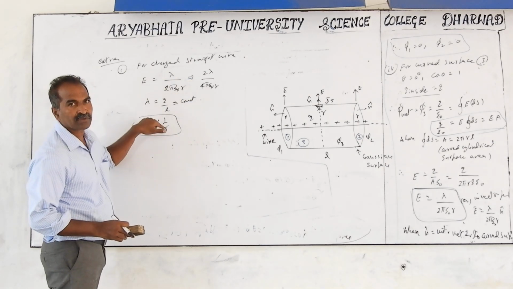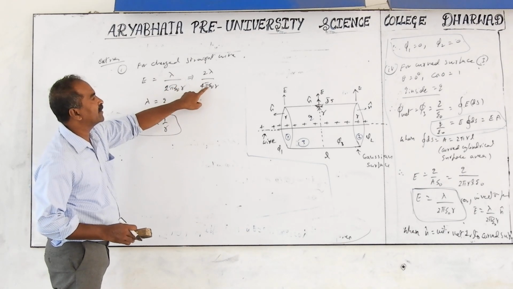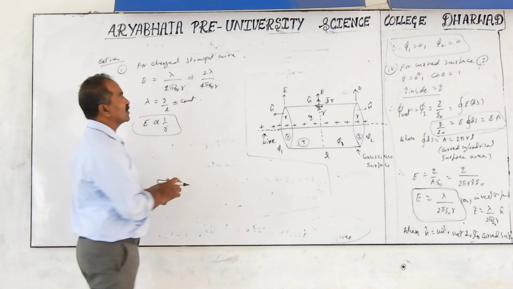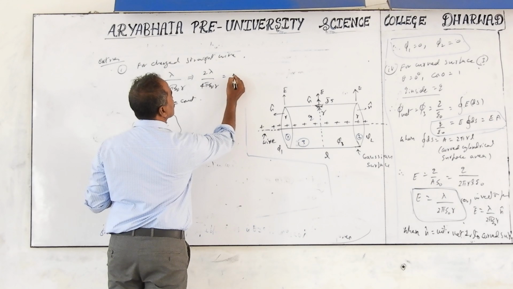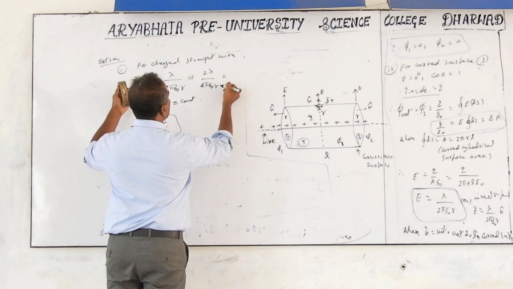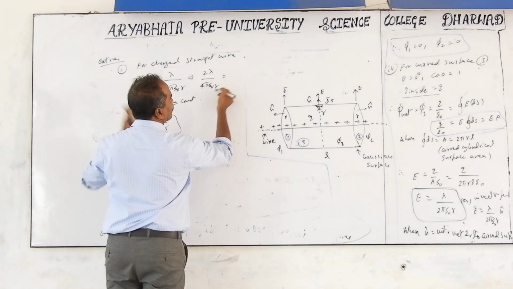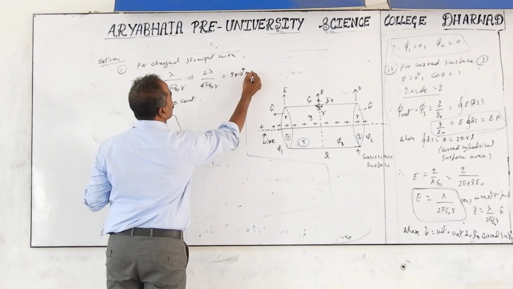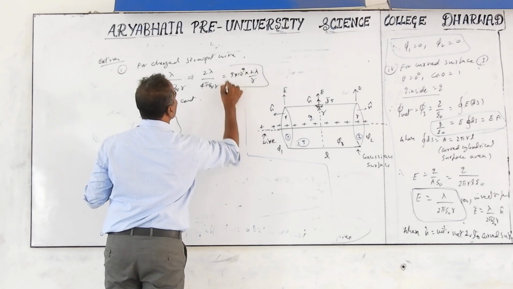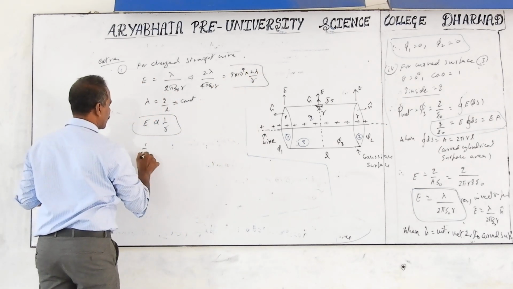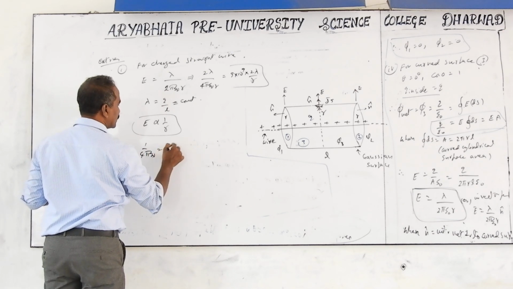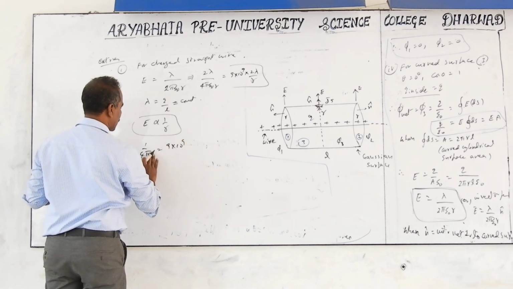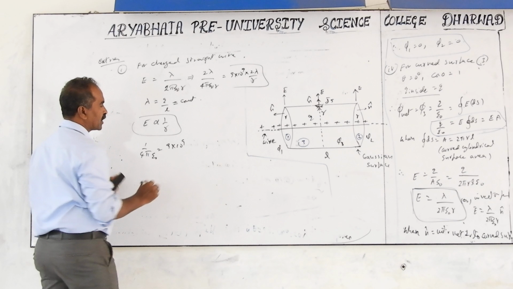This one you can use: 1 by 4 pi epsilon is 9 into the power of 9. This will be simplified. So if you require it, you can go directly to this, finding E when lambda and r are given, or finding one of the quantities when E is given. This is 9 into the power of 9 into 2 lambda by r. This will be simplified easily. 1 by 4 pi epsilon is 9 into the power of 9.